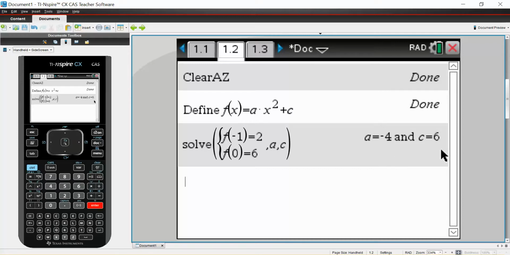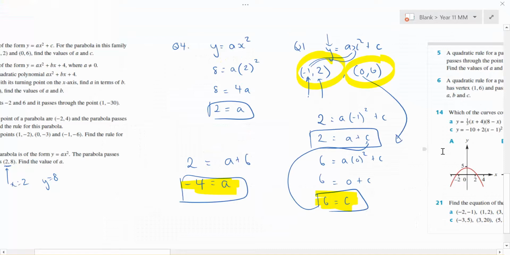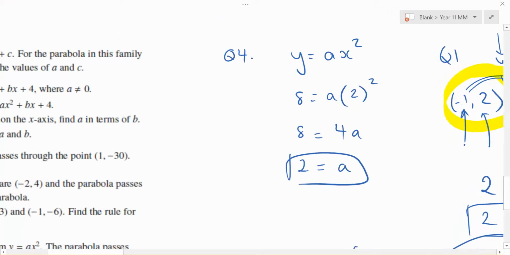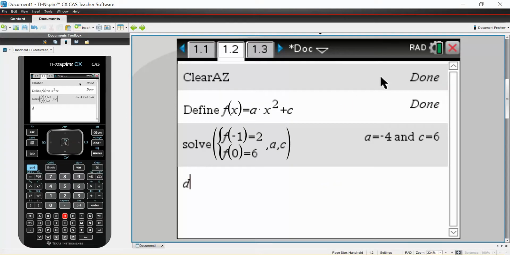Same drill. Let's do it again. Let's do it for question 4. So don't forget question 4. This was my equation: y equals ax squared. So I'm going to do the same here. I'm going to say again, define f of x equals a times x squared. Okay, don't forget that times. That times in between the a and the x is important. Done. So I've defined what f of x should be.